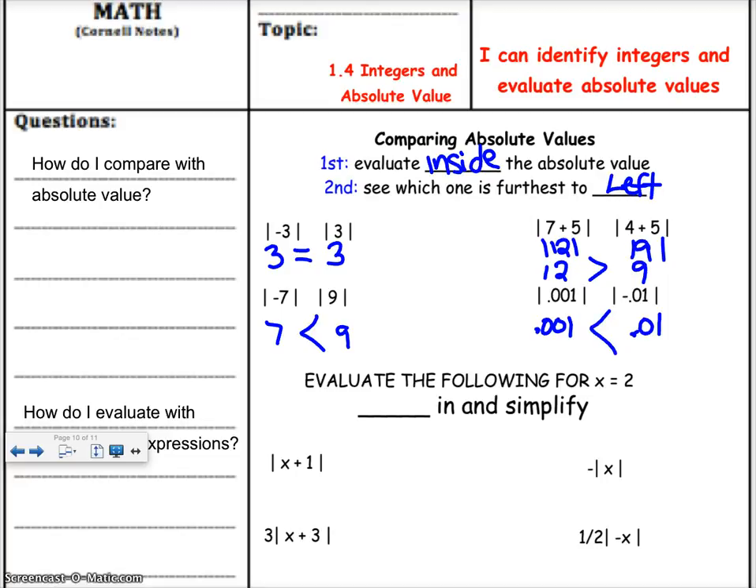Okay. And that's the end of your learning target today. It's evaluating absolute value signs. You did good. We didn't do the bottom half, but that's not needed for 7th grade.